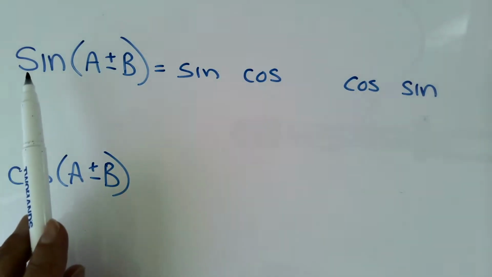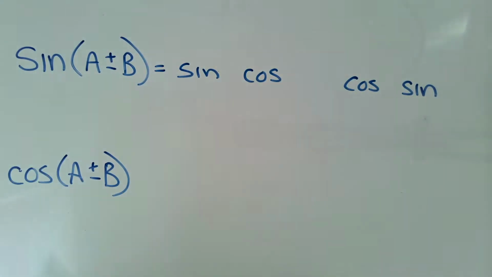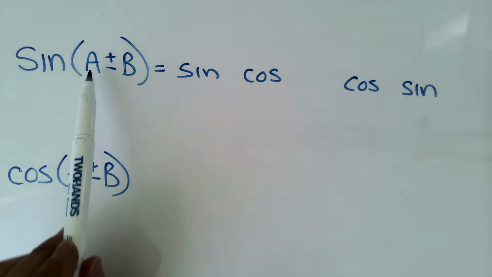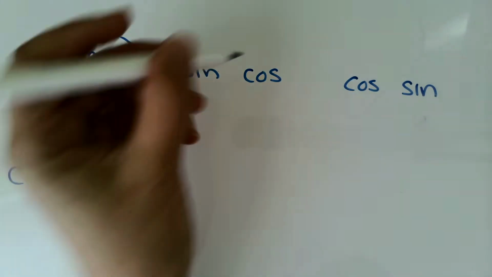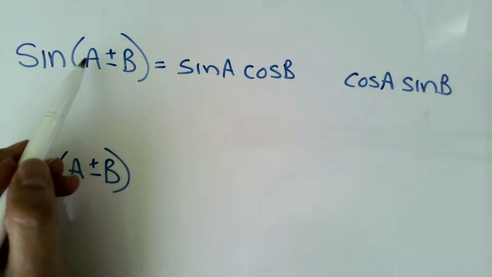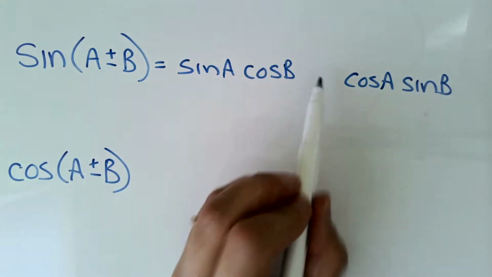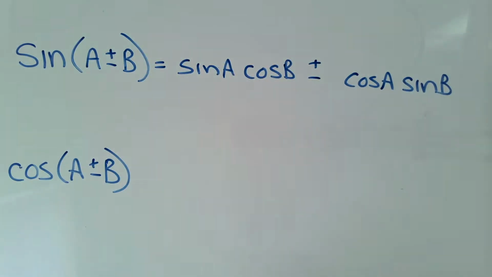So for the sine formula, start by writing sine, cosine, cosine, sine. Okay, now for the angles, go ahead and just fill in AB, AB. And now for this middle here, sine of A plus or minus B. For the sine formula, it's the same thing, plus or minus, okay?